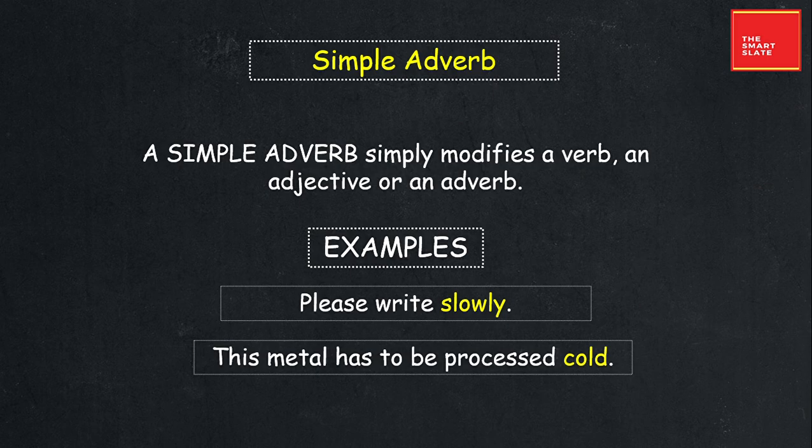So when you say please write slowly, you're trying to modify the action of writing either slowly or fast. And second thing, this metal has to be processed cold. So here you're trying to modify the processing of the metal. So it has to be at low temperature or high temperature or hot or cold. So cold here is an adverb. Now cold is a word which can be used as an adverb, noun, or an adjective, but here it is used as an adverb.